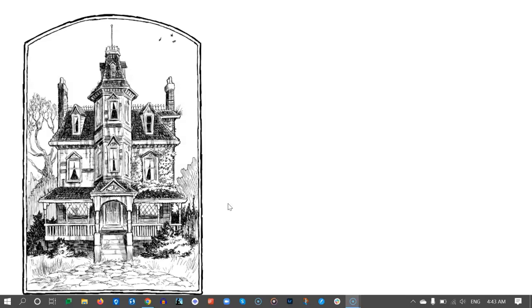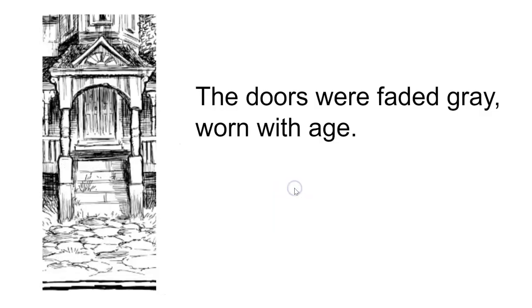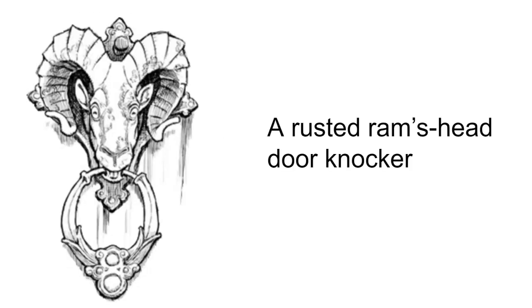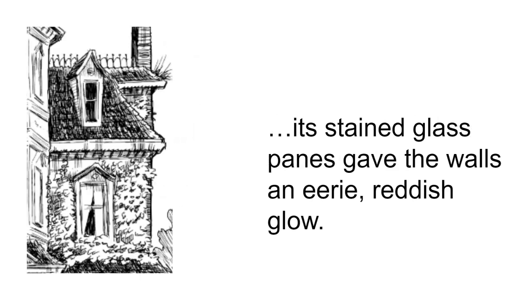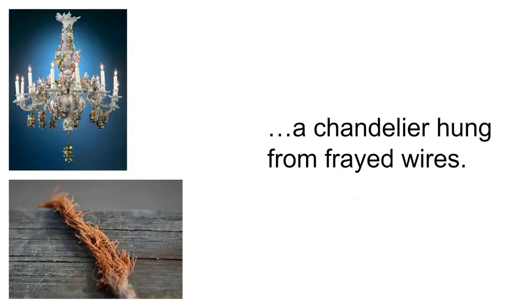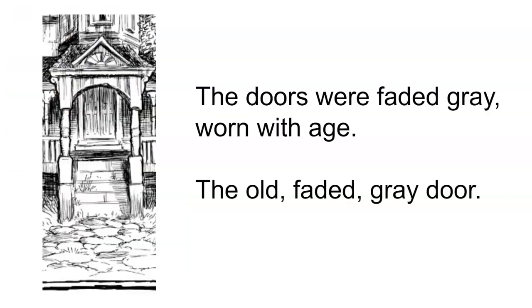So here's the house. If we zoom in, one of the sentences the author used was, "The doors were faded gray, worn with age." Another sentence, "A rusted ram's head door knocker." Back to the house. "Its stained-glass panes gave the walls an eerie, reddish glow." Inside the house now, "A chandelier hung from frayed wires."